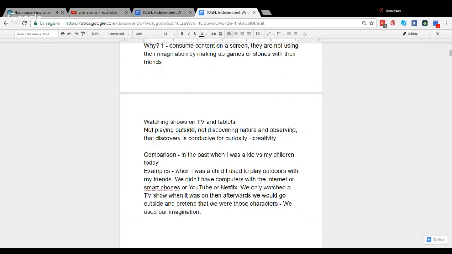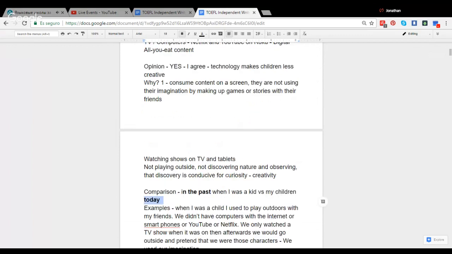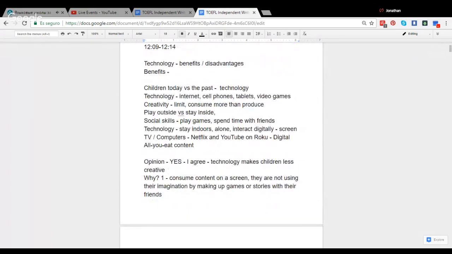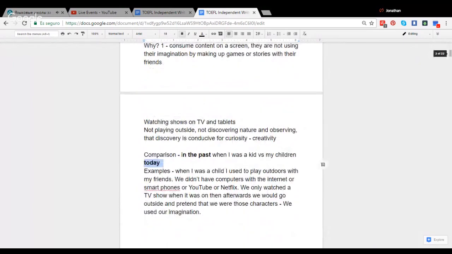So here I'm actually writing a little bit in here, my examples. But I would make sure that I am making this comparison of the past versus today, because those are important words that are in here. So my examples would get into when I was a child, and also saying some of these things that, yeah, technology, there's the cell phones, they're interacting with a screen.